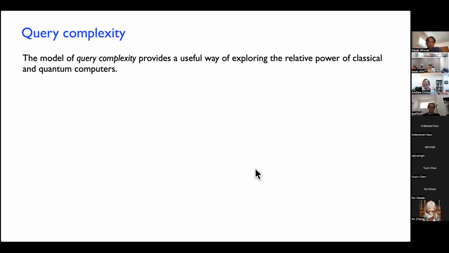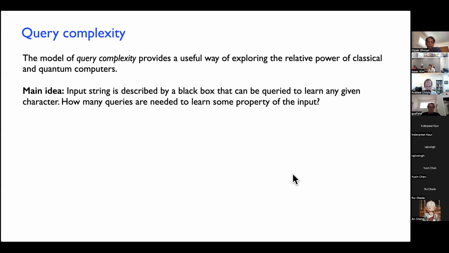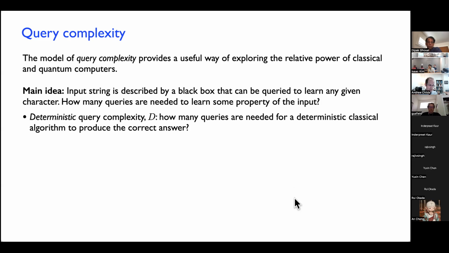Okay, so all of the speedups that I'm going to talk about are going to be in the context of query complexity, which I guess I already alluded to, where we're not going to count all of the elementary operations, but we're just going to count queries to a black box. And this is a useful framework for investigating the power of quantum computers. So the main idea is that we've got some input that's not given to us explicitly, but it's given to us by a black box. And we're just going to count the number of queries that we have to make to that black box to learn some property of the input. So that's the setting. We're not going to focus on elementary operations, but really just on these queries.